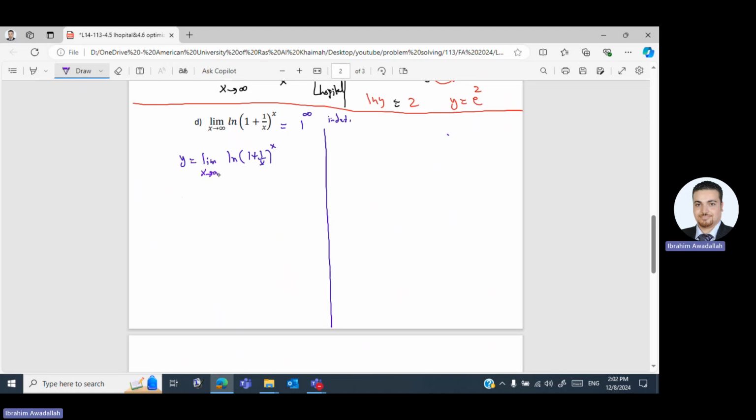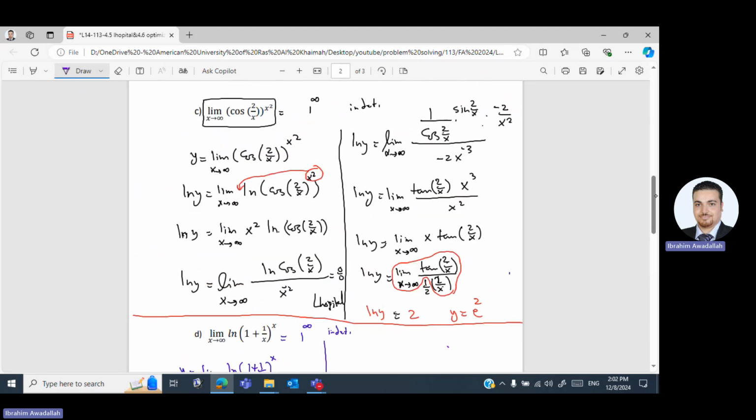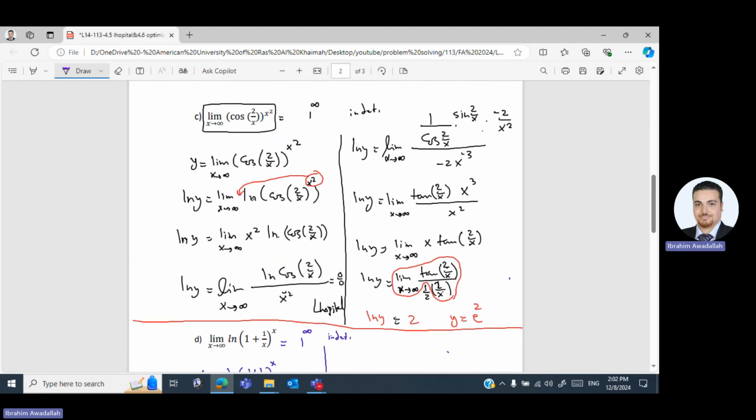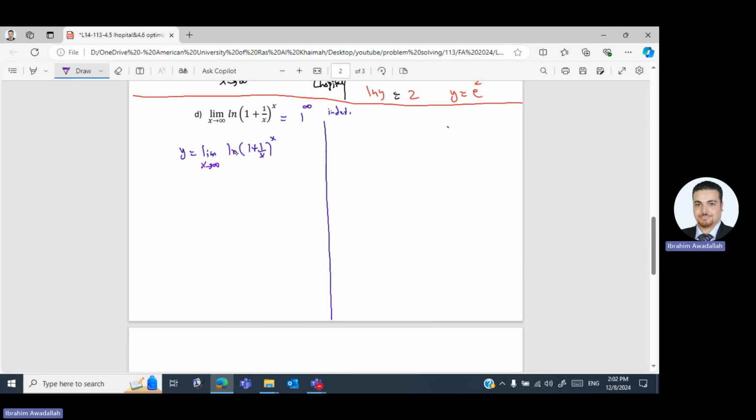x goes to infinity. I have the ln here, no need for it. So the x only will be here. No need to take ln for both sides like the previous question. In the previous question, I had cosine, so I added ln for both sides to take this x squared down. But in this question, I already have ln, so I can take x down. y equals limit x ln(1 plus 1 over x). And this x should go where now? Down. y equals limit ln(1 plus 1 over x) divided by 1 over x, x goes to infinity.